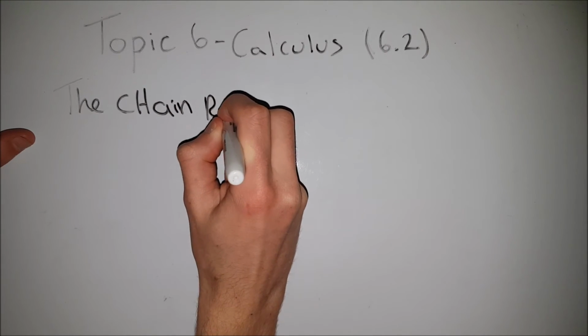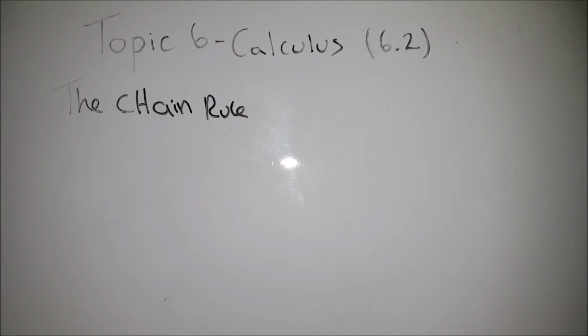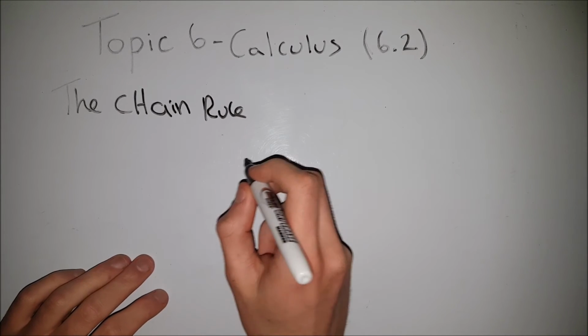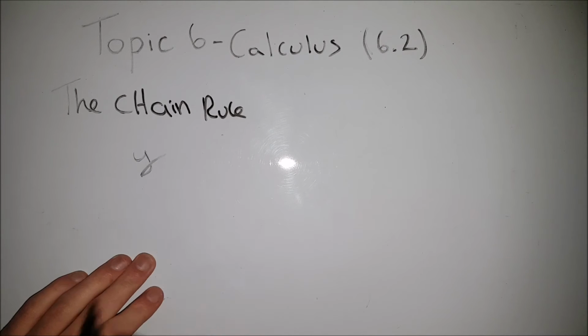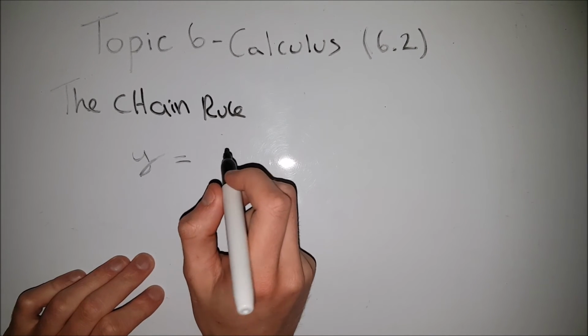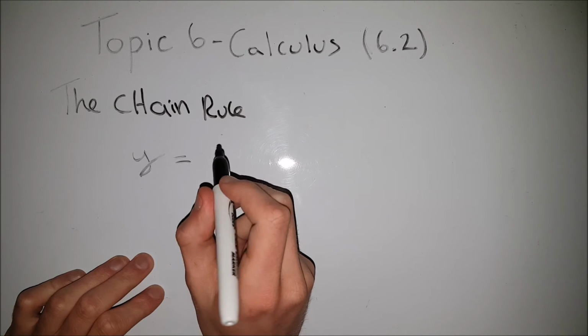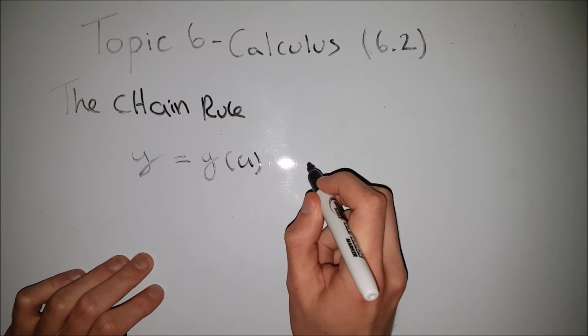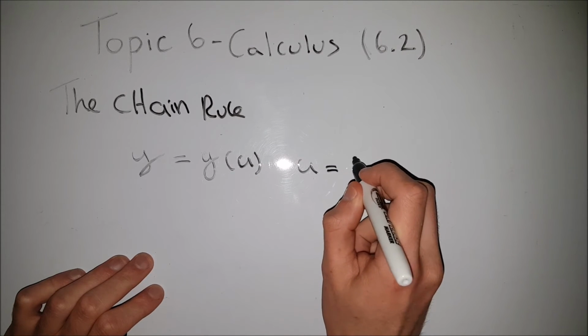And basically we use this rule when we have functions that are a little bit more difficult to differentiate. That translates into functions that basically consist of a function inside of a function. So let's say, for example, we had this function y is equal to g of u, where u is another function f of x.